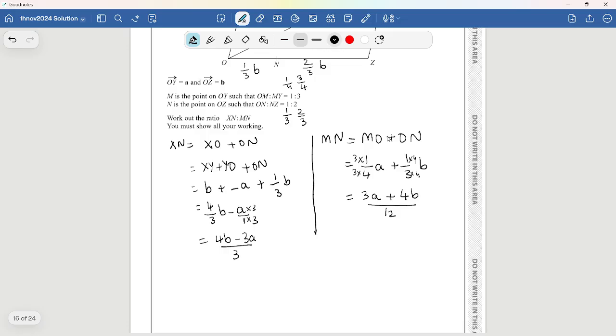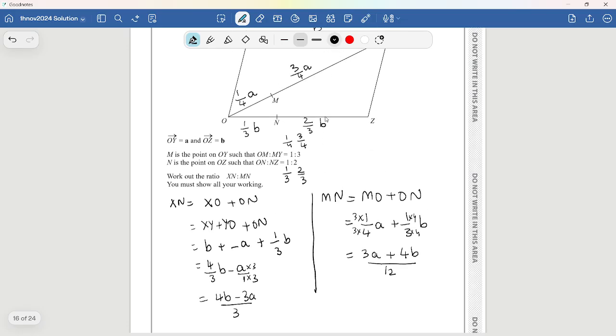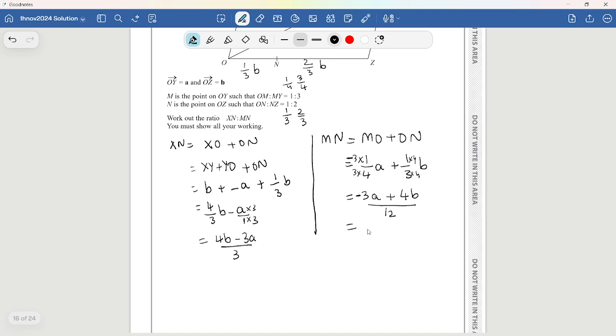Oh, I made an error here. I'm sorry. This M to O actually is minus a here, right? Because I'm going the other way. I'm sorry about that. So this is minus 3a actually. So I can write this as 4b minus 3a over 12, right?